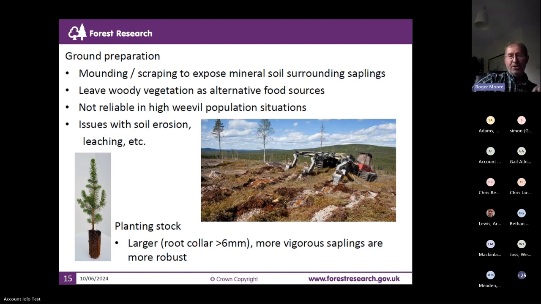Planting stock: the larger root collar you have on the planting stock, the more likely it is to be able to resist damage and survive. The more vigorous the saplings are and the more robust, the better. Next slide, please.